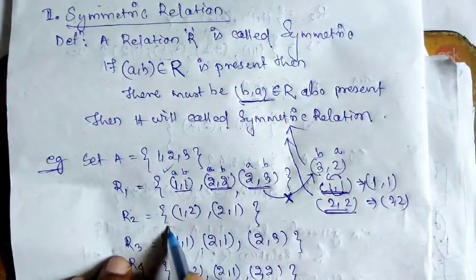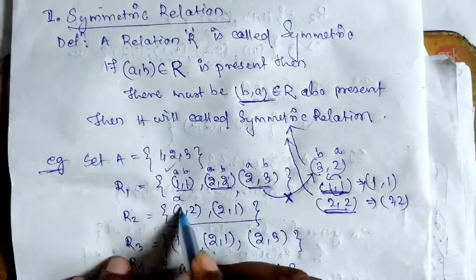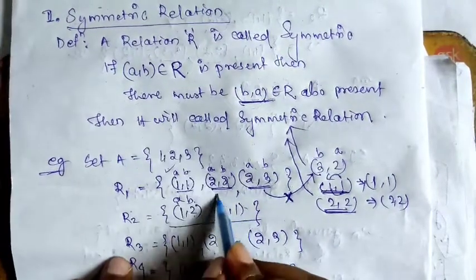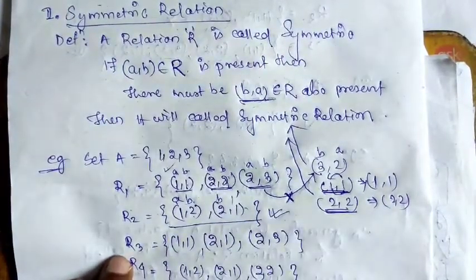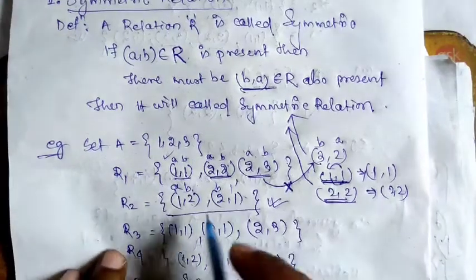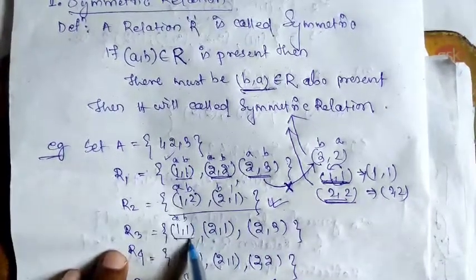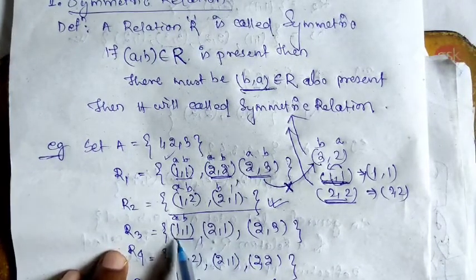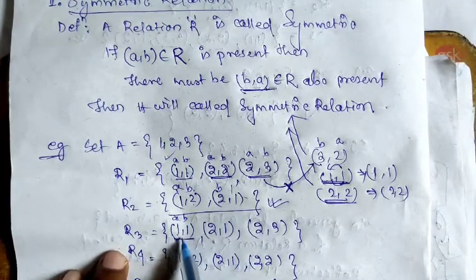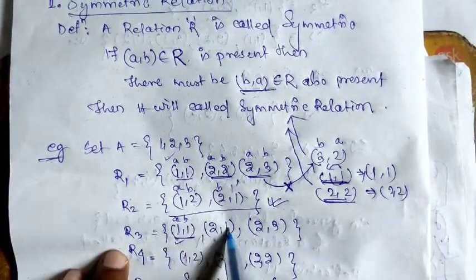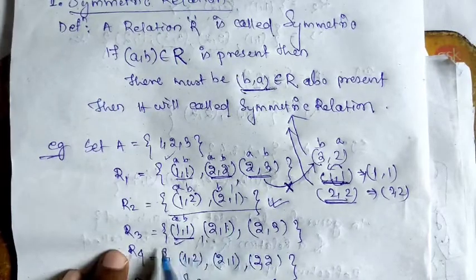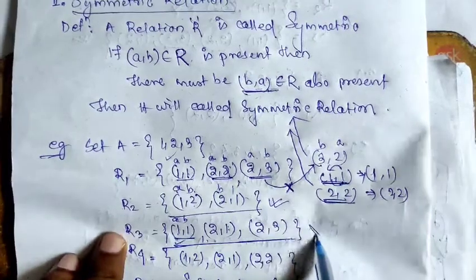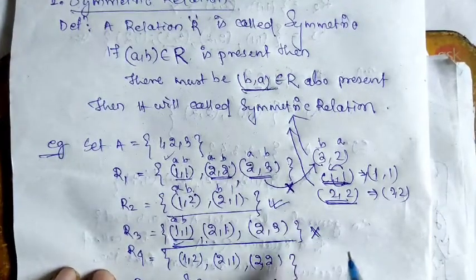Again, we consider the second example. We consider 1 as A and 2 as B. So AB is present and BA is also present. So it is a symmetric one. Similarly, for this order pair AB is present. If we alter the position, the same order pair comes out, so this is satisfied. 2, 1 is present, but 1, 2 is not there in the whole set of that relation. So it is also not a symmetric one.